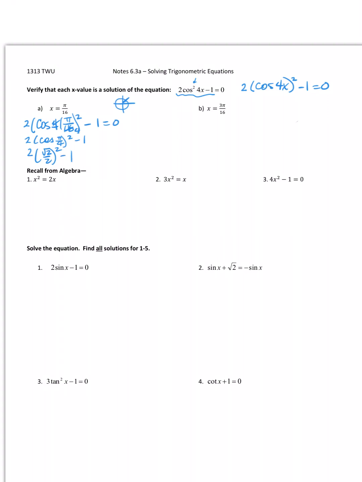When I square that, I'm going to come over here. I'm going to have 2 times the square root of 2 squared, which is 2, over 2 squared, which is 4, so I square the top and the bottom. Minus 1 needs to equal 0. And here I can multiply straight across, so I'll have 4 over 4 minus 1 equals 0. And is that true? 1 minus 1 is 0. Yes, that is a true statement, so we're good.